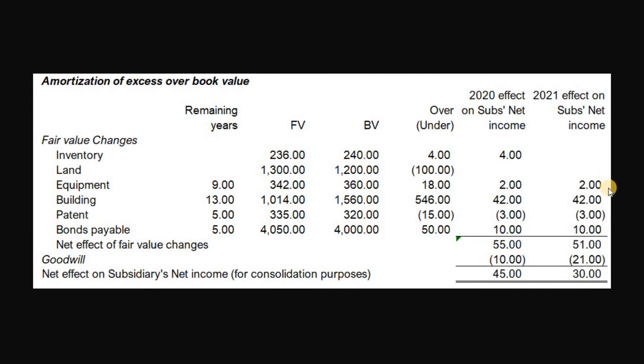So for equipment, building, patent, and bonds payable, since we are using the straight line method of depreciation and amortization, the amount of amortization that we computed in 2020 is also the amortization for 2021. However, for goodwill, the impairment in 2021 is 21 pesos. So here, the net effect of the 2021 amortization on the subsidiary's net income is an increase of 30 pesos.